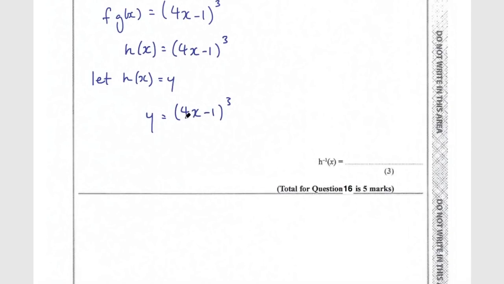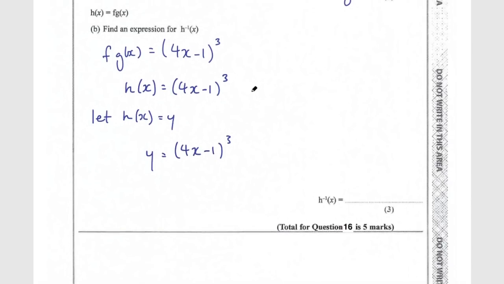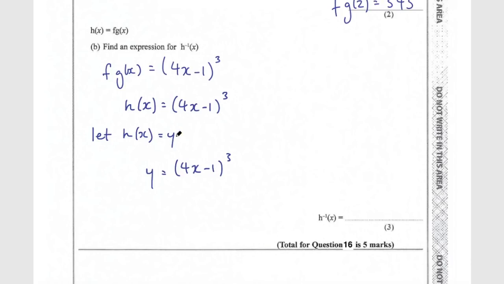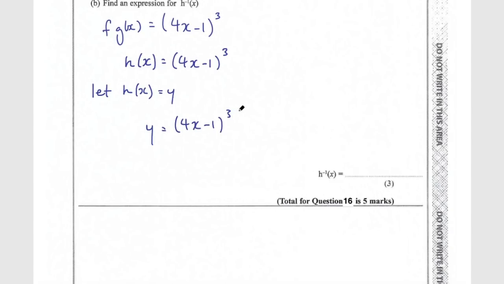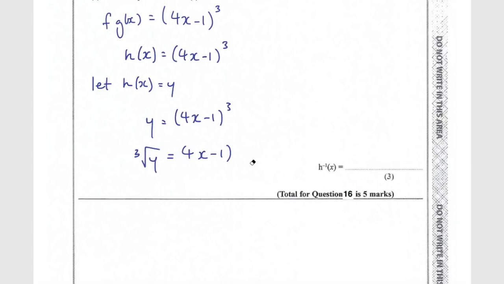And then what we want to do is to solve for x. So I want x by itself on the left-hand side. And this is why it's called the inverse, because we're kind of inversing the whole function. So the first thing I need to do is get rid of this cubed, this power of 3, so I can take the cube root of both sides. So the cube root of y equals 4x minus 1. Actually, I don't need those brackets there anymore. So I've got rid of that power of 3.